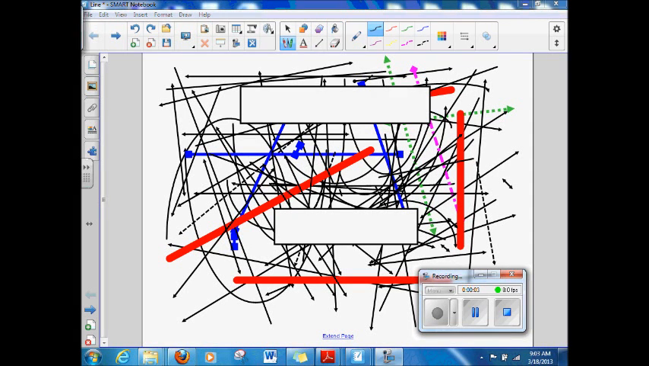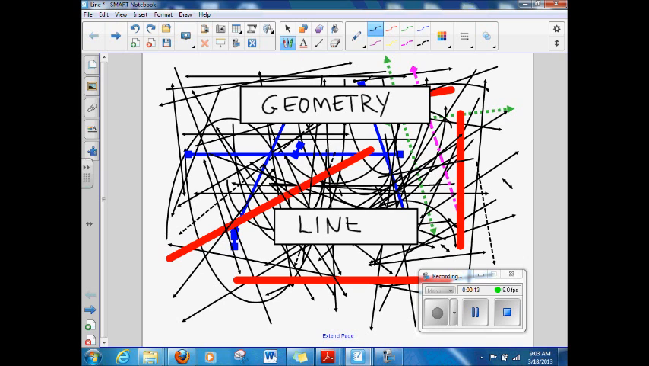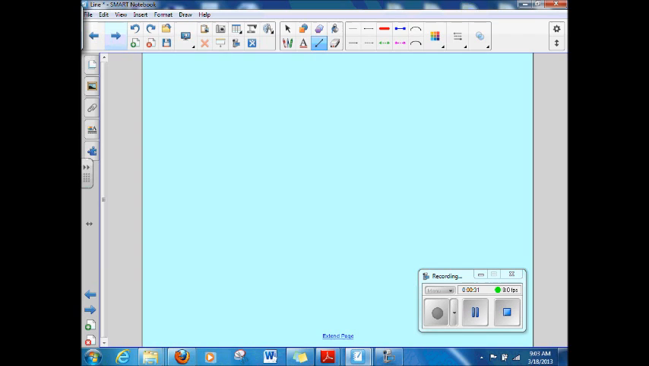In our unit on geometry, today's lesson is on lines. If you look at the screen behind these titles, you'll notice there's all sorts of lines there, and some of them, in fact, are lines, and some of them are not lines. In today's lesson, we're going to try and figure out which of these are lines and which ones are not. Let's go to the next screen so we can talk about lines.